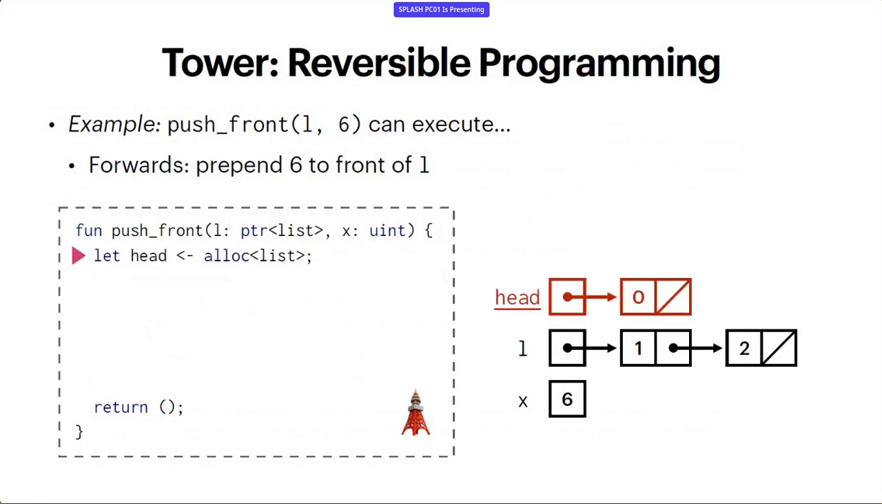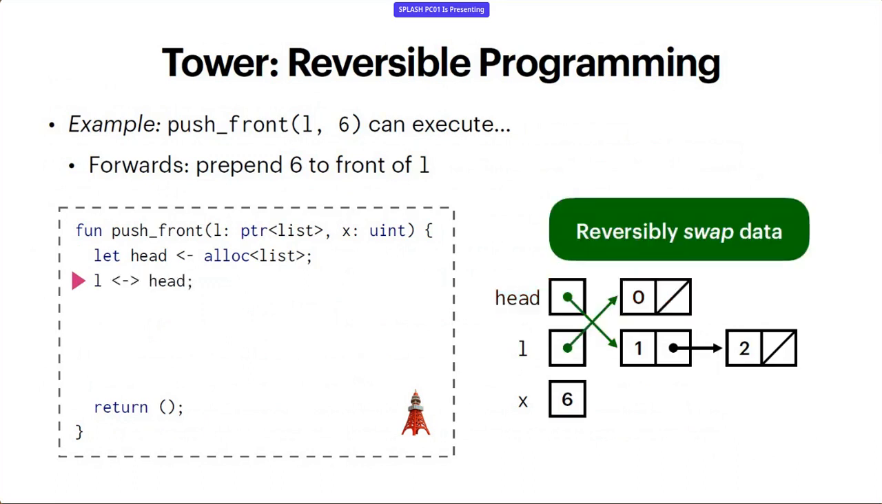We're going to allocate a new heap cell to store the new element that we're eventually going to concatenate onto this list. The next thing that we need to do is take the old value of L, the input list, and put that into a temporary variable so that we can then attach it to the new list that we return. To do this, we use a reversible swap operation.